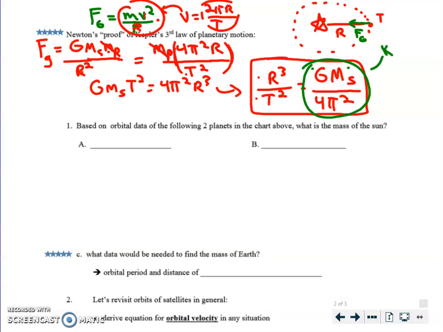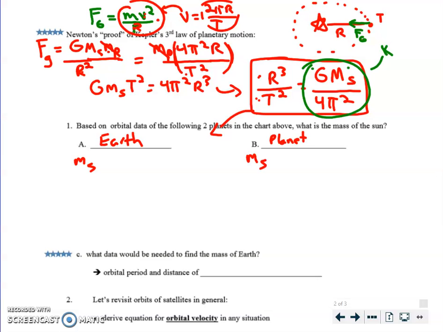Now here's what's even cooler about this: you can take the R value and T value for any planet, plug it into this, and you can solve for the mass of the sun. I talked about that the first week of school. This is how you do it. So that's what I want you to do right now. I want you to take Earth data from the chart on the front, and I want you to choose another planet. Write that planet in here, Saturn, Mercury, whatever. It's your choice. And I want you to apply this equation to solve for the mass of the sun and see if you get the same value.